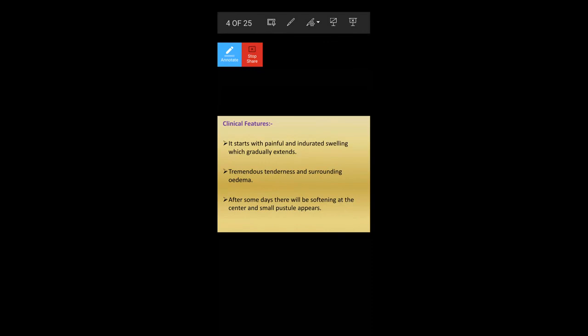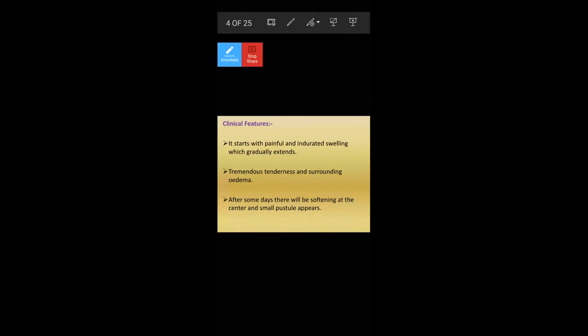To understand something, last time we have learned about abscess. Now abscess also is very similar to that of boil, but abscess may happen anywhere, means there is no need of hair follicle. The symptoms are very similar, but a boil is always related with hair follicle. So it starts with painful and indurated swelling, as simple as your acne, a pimple.